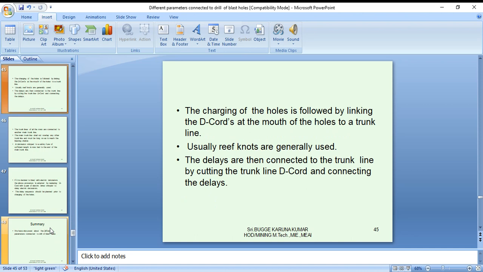The charging of the holes is followed by linking the detonating cords at the mouth of the holes to the trunk line. Usually, reef knots are used. The delays are then connected to the trunk line, by connecting the trunk line, detonating cords and connecting the delays.